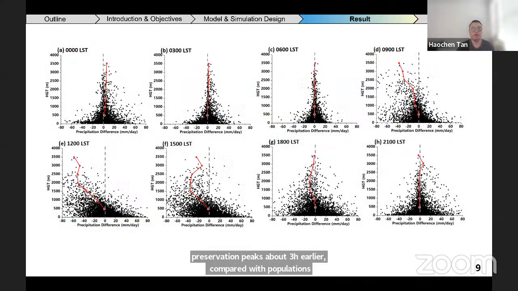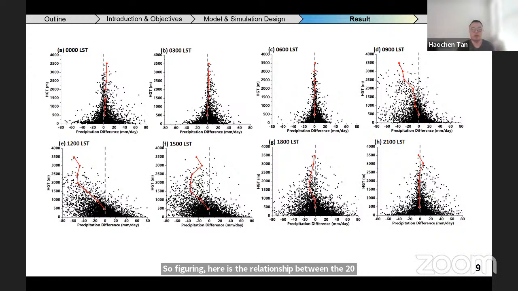The figure here shows the relationship between the topography height and the precipitation difference between flat and control. It shows that the precipitation differences begin to increase at high topography levels, roughly about 1,000 meters, from 0900 local standard time to 1500 local standard time, which is also the time of the major precipitation over islands. Overall, after the removal of topography, the precipitation is reduced by 50% on topography above 1,000 meters.